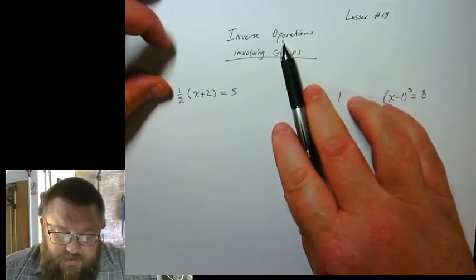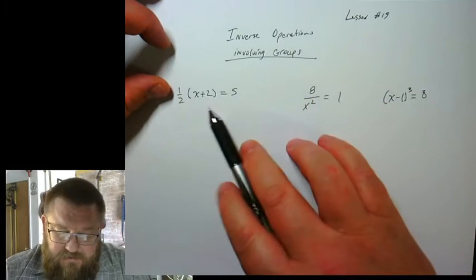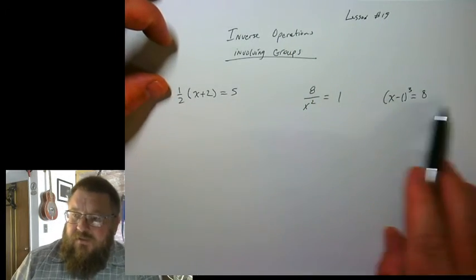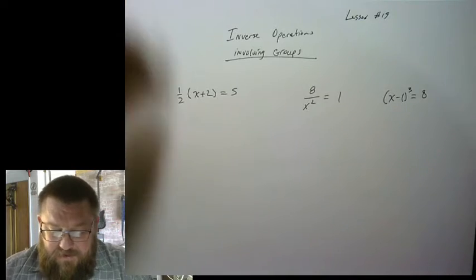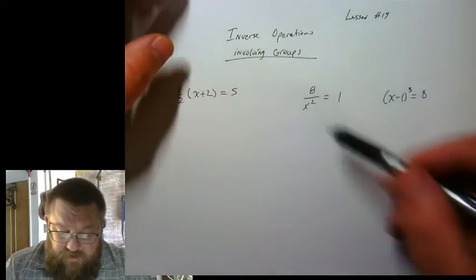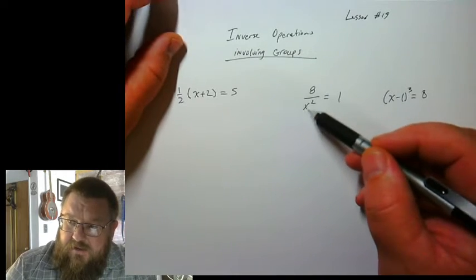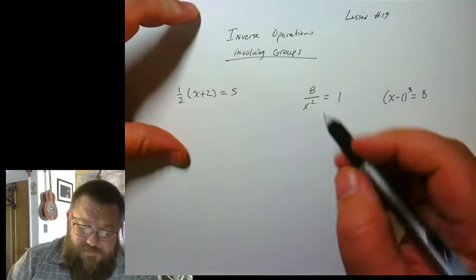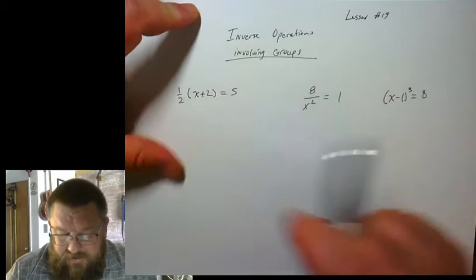Check this out. Inverse operations involving groups like these three right here. You should be able to solve all three of these today, no problem. Now, they're all three different. This is actually a group right here, the denominator. But anyway, let's get into it.